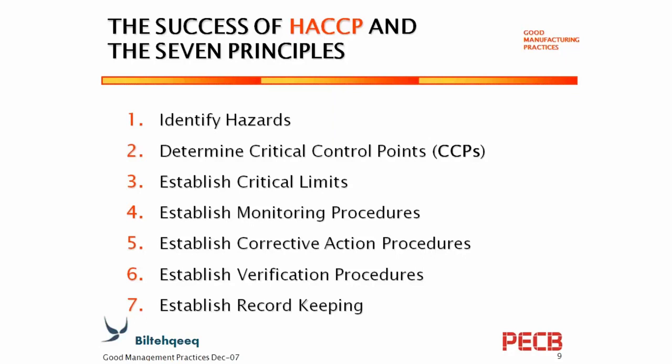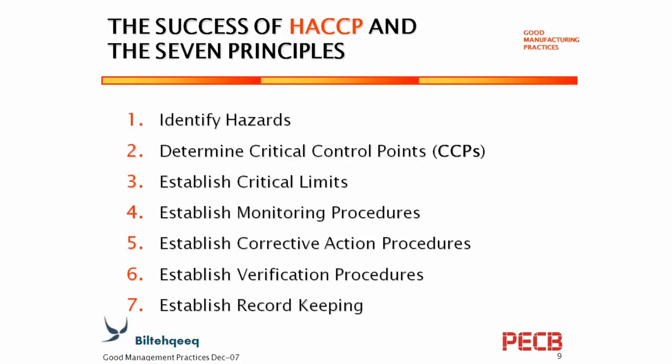HACCP is based on seven principles, and the first one is to identify hazards. You have to identify which hazards can negatively affect the quality management system of your food, and then you have to determine the critical control points, the points from where hazards may come into your food safety management system. And then you have to establish the critical limits. You have to define the limits under which the hazard is acceptable, and beyond which the hazard is not acceptable.